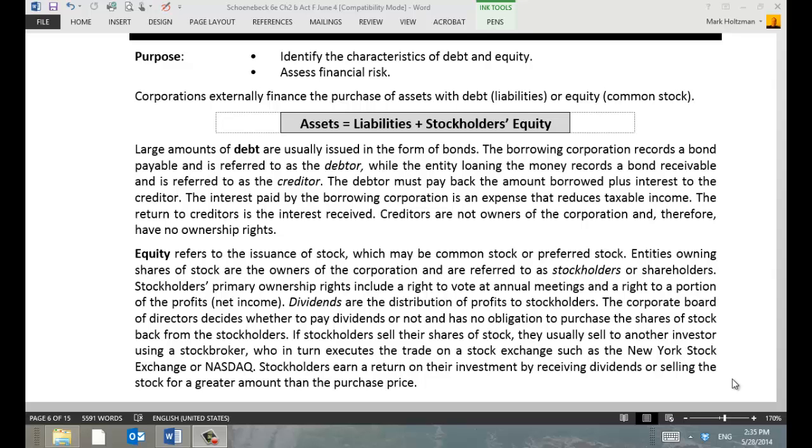We have the accounting equation. The accounting equation says that assets equals liabilities plus stockholders' equity. What this means is that there are multiple ways to finance your business. And we talked about it before. Starbucks finances its business with retained earnings, right?